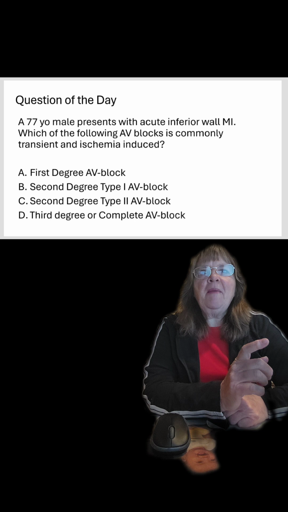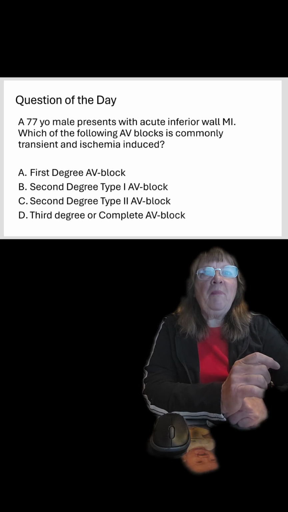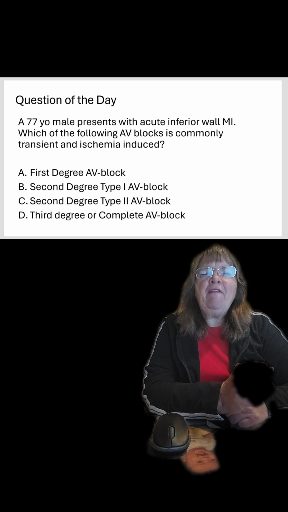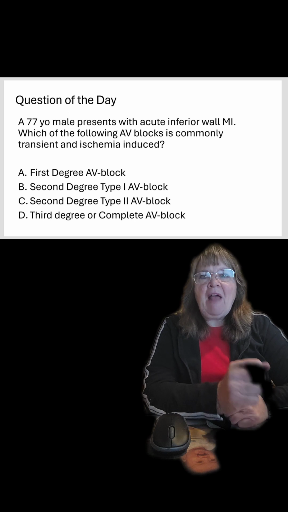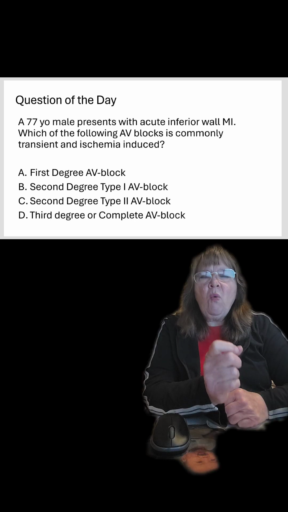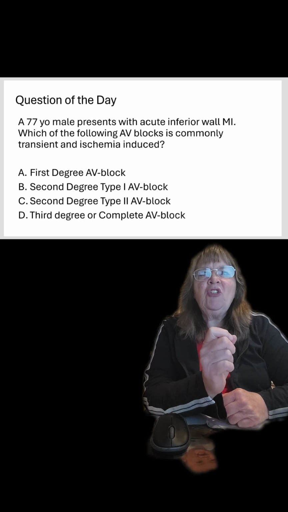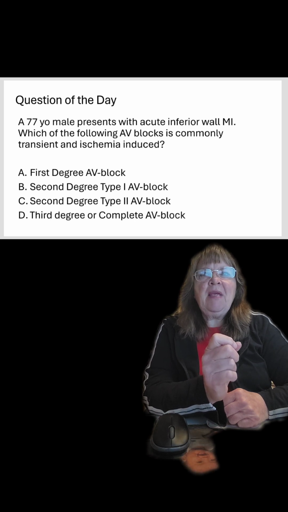Today we are talking about a 77-year-old male that presents to the unit with acute inferior wall MI. And the question is, which of the following AV blocks is commonly transient and ischemia induced?